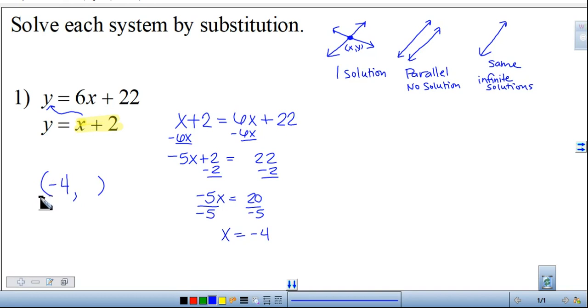I typically pick the one that I think will be the easiest. So I'm going to pick equation number 2. If I put in negative 4 where the x is, I'll be adding negative 4 plus 2, which gives me negative 2. So these two lines cross at the point negative 4, negative 2.